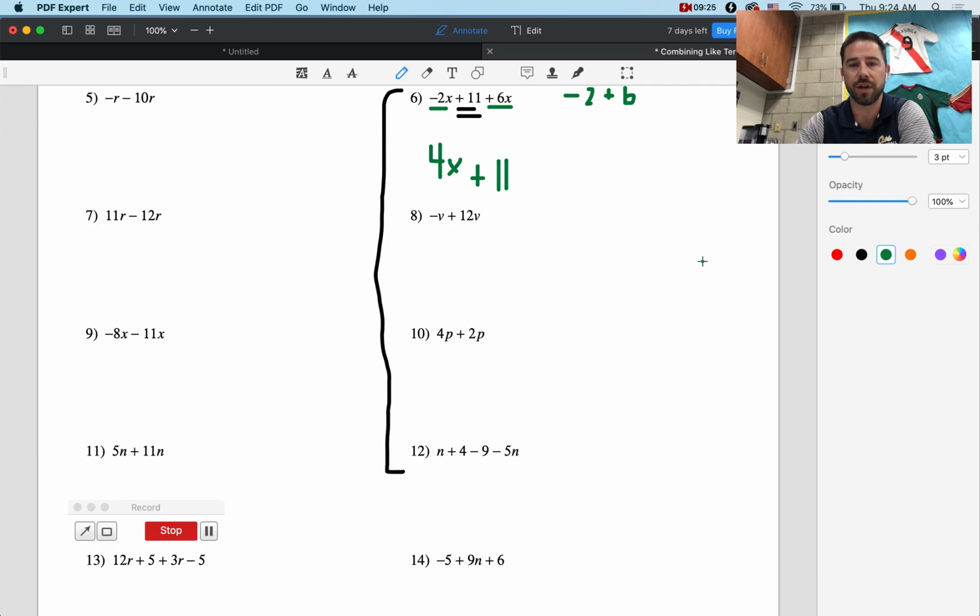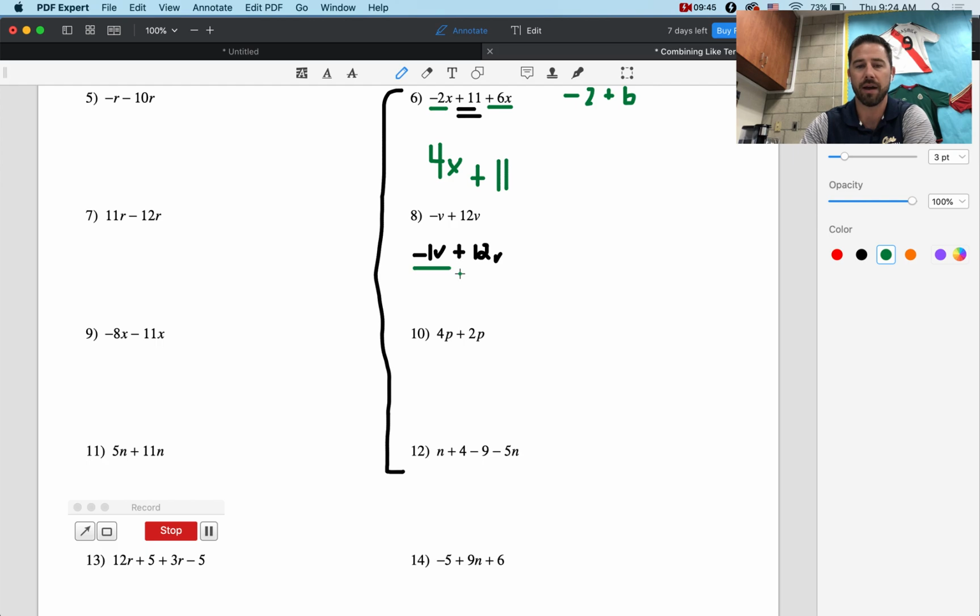Okay? Down to number 8. Now number 8's a little tricky because there's nothing in front of you except a negative. So watch how I'm going to change this. I'm going to change this guy to be a -1v. Very important that you do that. Plus 12v. Okay, well, you want to change that guy. You just do. Trust me.